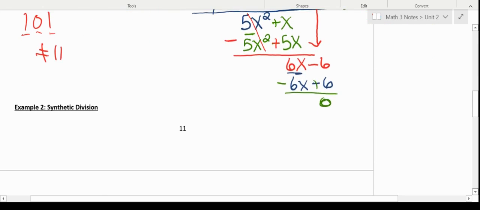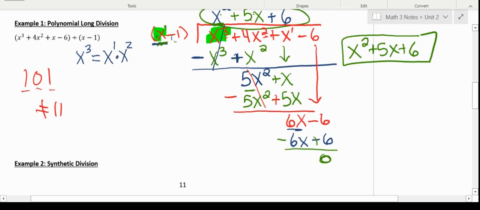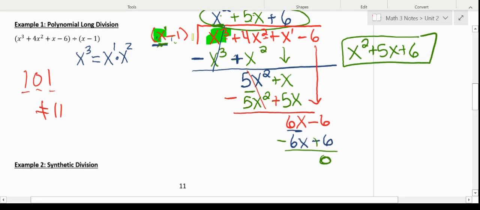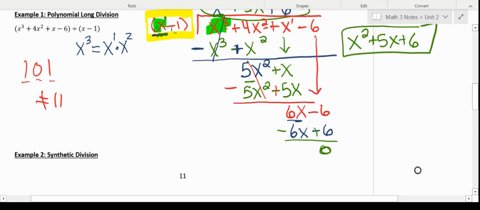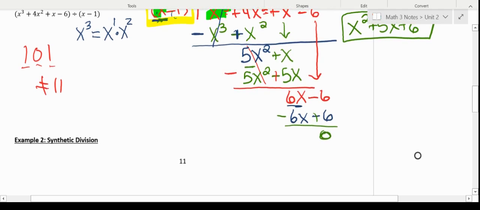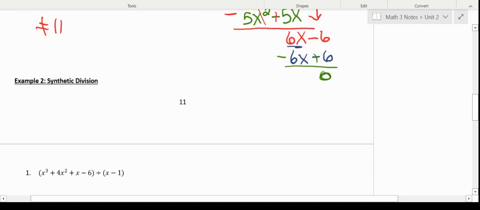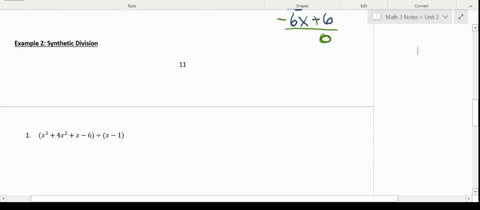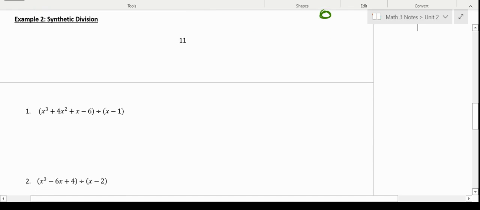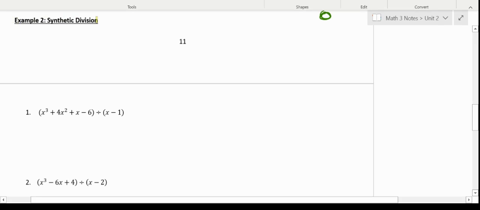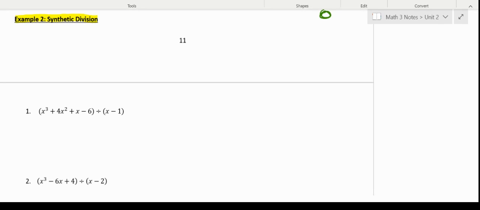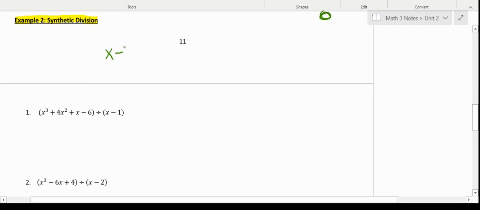So the nice thing is, since we're dividing by a binomial, and it's a degree 1 binomial, and then it's just simply an x, so 1x, we could actually use something called synthetic division. So I'm going to do the same problem we just did, but now I'm going to use what's called synthetic division. So that's kind of the same thing. We're just going to do almost like a shorthand way. So I have here x minus 1.